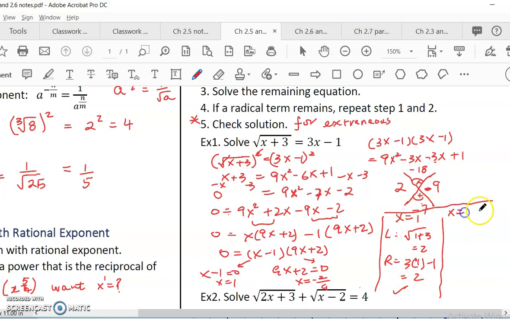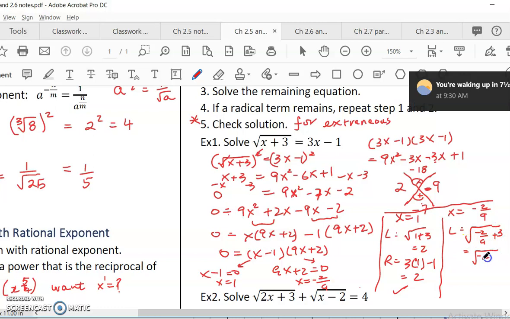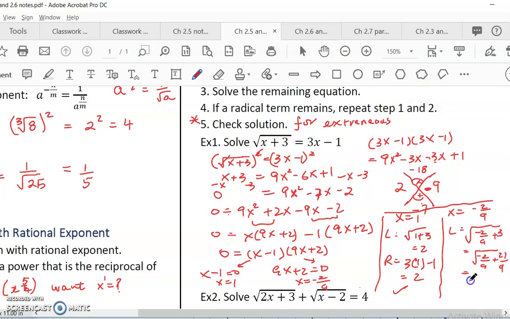But what about x equal to negative 2 over 9? Left hand side, I would have square root of negative 2 over 9 plus 1. No, plus 3. So that would be negative 2 over 9 plus 27 over 9. That is 25 over 9, so that is 5 over 3.